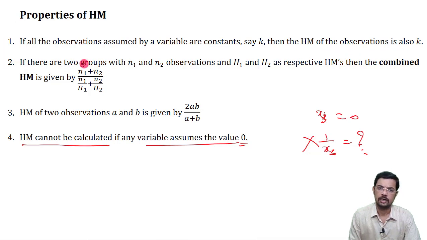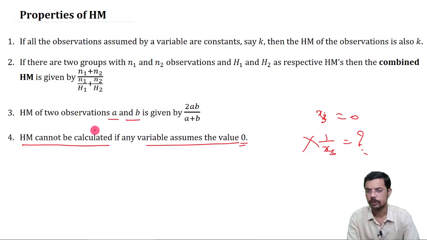If there are 2 groups, the combined harmonic mean will be given by (n1 + n2) divided by (n1/h1 + n2/h2). The harmonic mean for 2 observations A and B is given by 2AB/(A + B), and the harmonic mean cannot be calculated if any variable assumes the value 0.